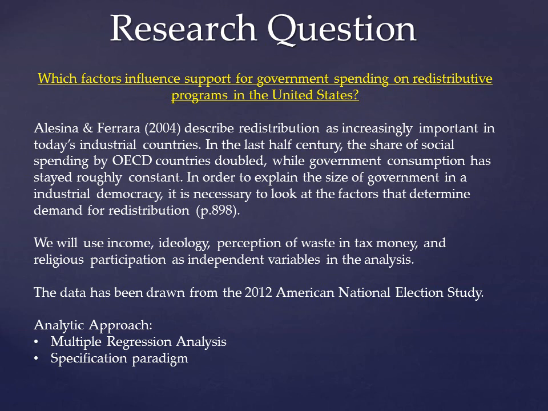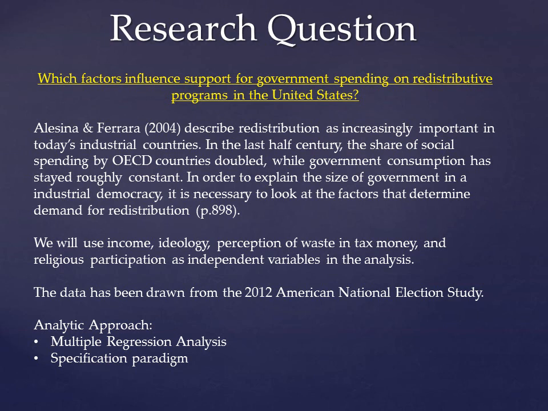In the last century, the share of social spending by OECD countries doubled, while government consumption has stayed roughly constant. In order to explain the size of a government in an industrial democracy, it is necessary to look at the factors that determine demand for redistribution. We will use income, ideology, perception of waste and tax money, and religious participation as independent variables in the analysis.